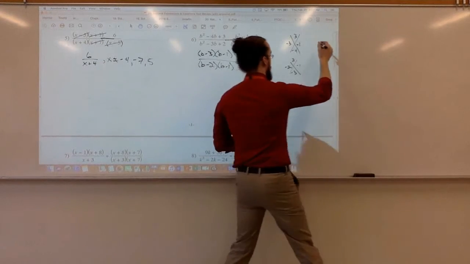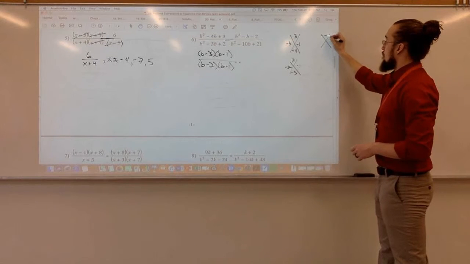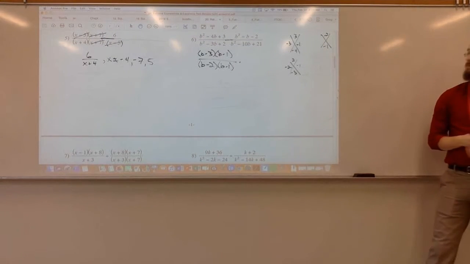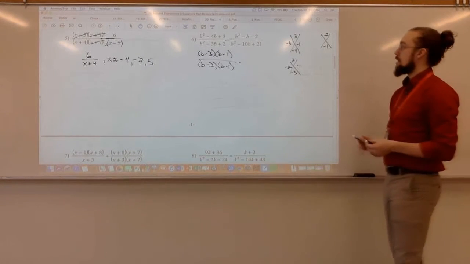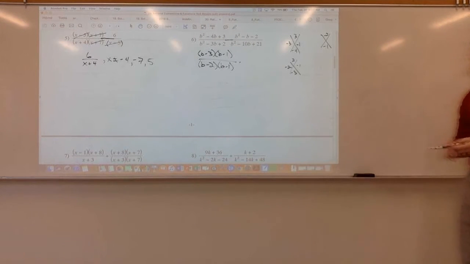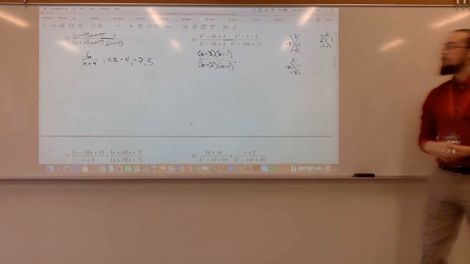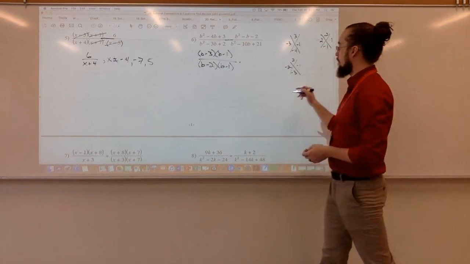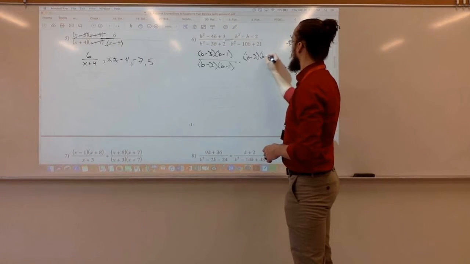Well, let's do these two then. Up here, I want two numbers that multiply to negative 2 and add to negative 1. 2 and 1. Which one would have to be negative? Negative 2. And negative 2 plus 1 is negative 1. So this will factor into b minus 2 times b plus 1.